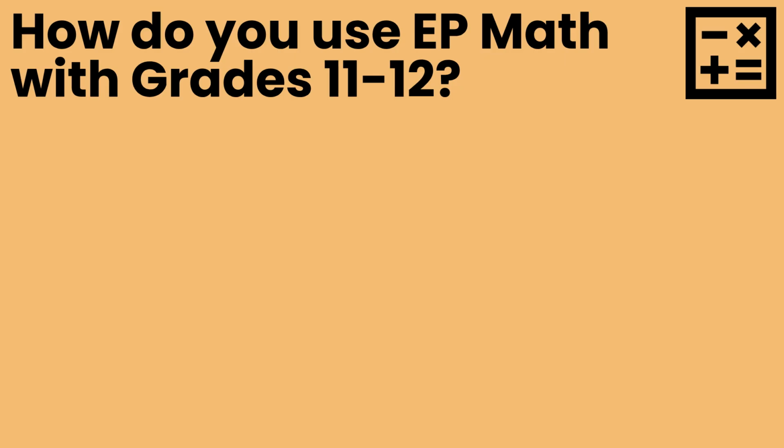So, how do you actually use EP with math in grades 11 and 12? This approach combines deliberate practice, assessment as learning, and descriptive feedback. Teachers maintain ownership of instruction, while EP works to surface misconceptions, reinforce key strategies, and provide students with repeated, purposeful exposure to complex problems. The result is clearer insight into student thinking and more precise instructional next steps.